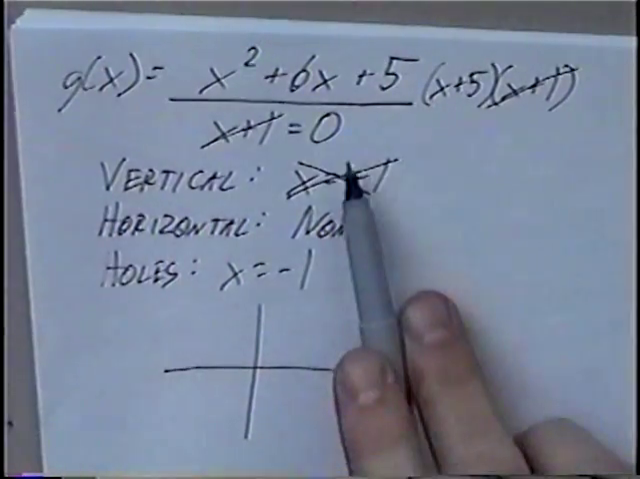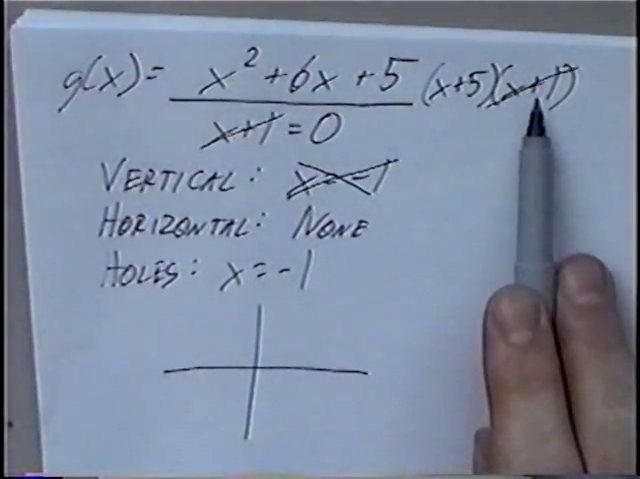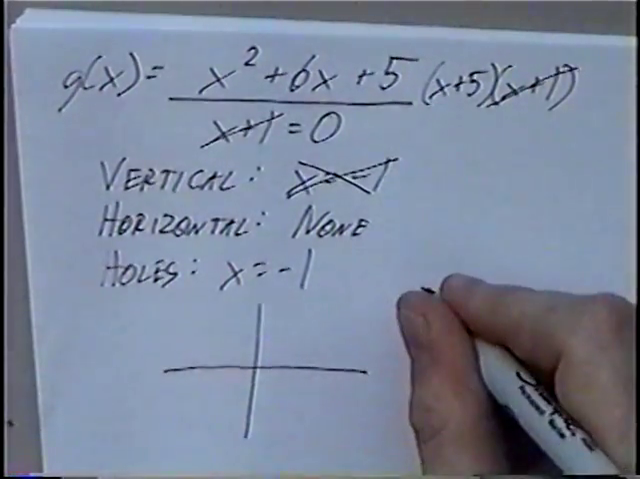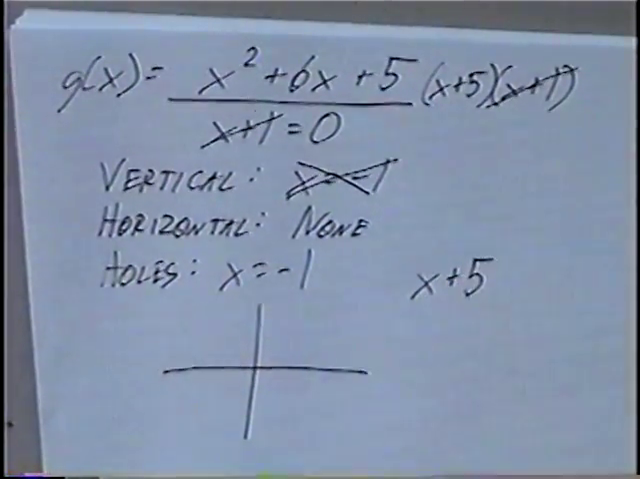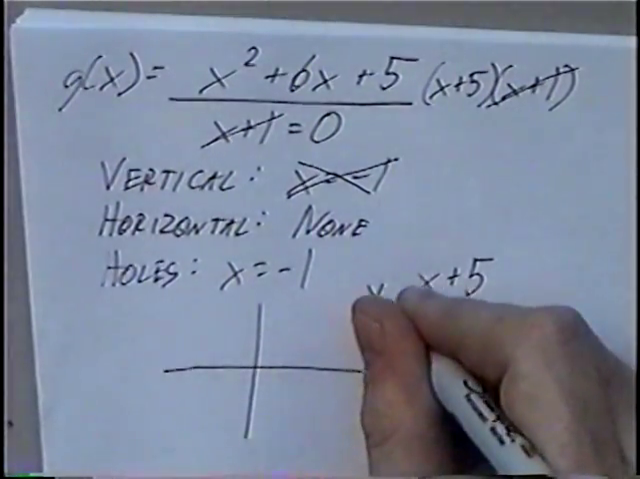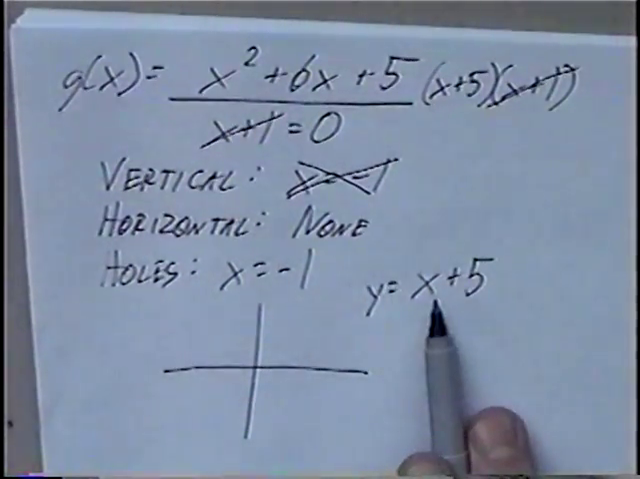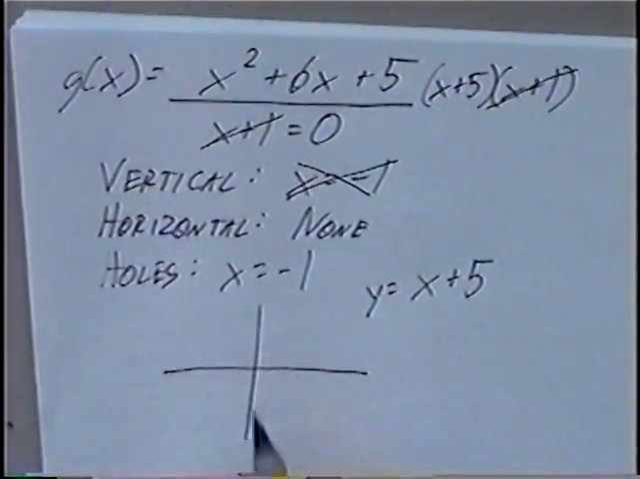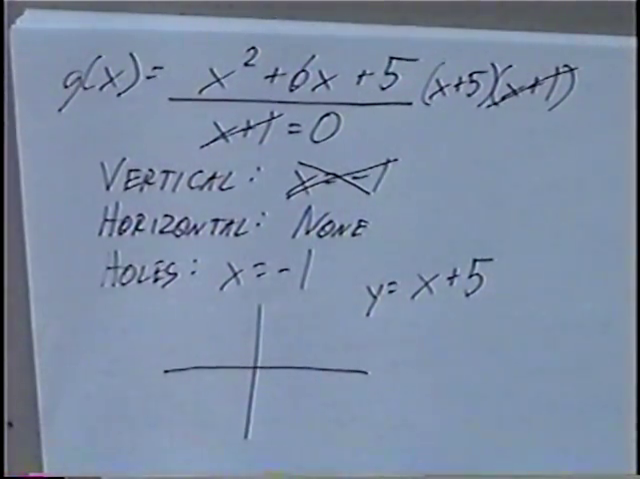Looking back at the equation, if we cancel out the x plus 1 for the numerator and denominator, the only factor we have left is x plus 5. If we set this equal to y, the original equation will be the graph of y equals x plus 5. Only difference is we'll have a hole at x equals negative 1.